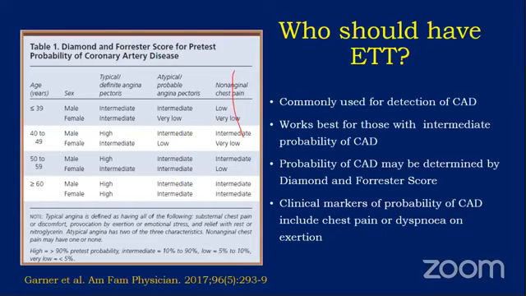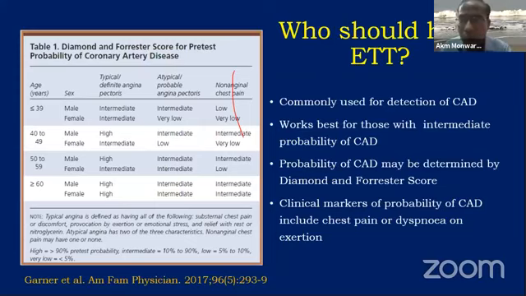We can define intermediate probability of coronary artery disease by two means. One is clinical. What are the clinical markers? The main marker is presence of chest pain and sometimes dyspnea on exertion. And another more specific way to identify the intermediate probability people is to apply the Diamond-Forrester scoring system, which is currently recommended by the American College of Cardiology and American Heart Association.